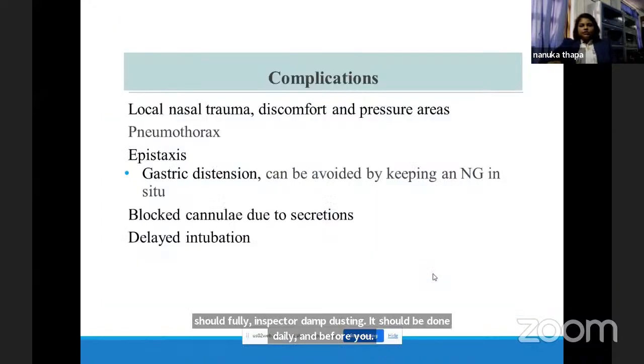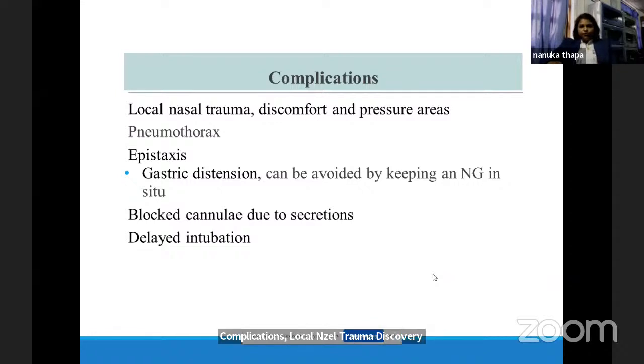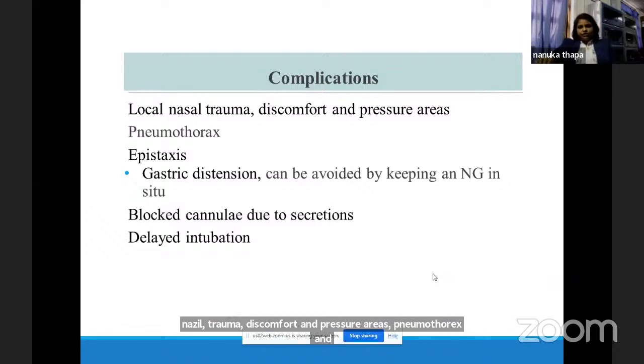Complications: local nasal trauma, discomfort and pressure areas, pneumothorax, epistaxis, gastric distension. Gastric distension can be avoided by keeping an NG tube. Blocked nasal cannula due to secretions, and delayed intubation.